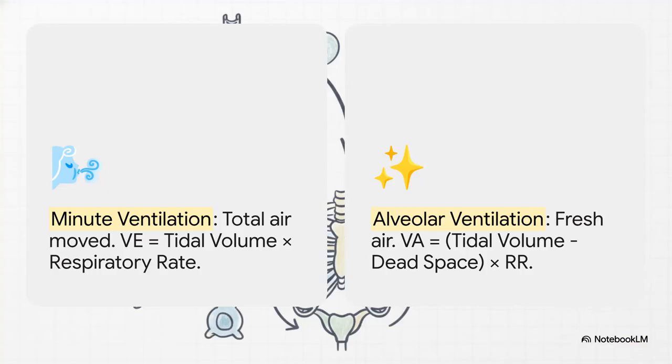Section 4. Pulmonary versus alveolar ventilation. This brings us to a really crucial clinical distinction that lecturers want to make sure you deeply understand: the total air moved versus the actual fresh air participating in gas exchange. Looking at the formulas, minute ventilation simply multiplies your tidal volume by your respiratory rate. It tells us how much total air is moving. But here's the thing: the clinical priority is always the alveolar ventilation. Notice how the formula changes. We subtract the dead space from the tidal volume before we multiply by the respiratory rate. This formula reveals the true volume of fresh air that's actually reaching the gas exchange zones.